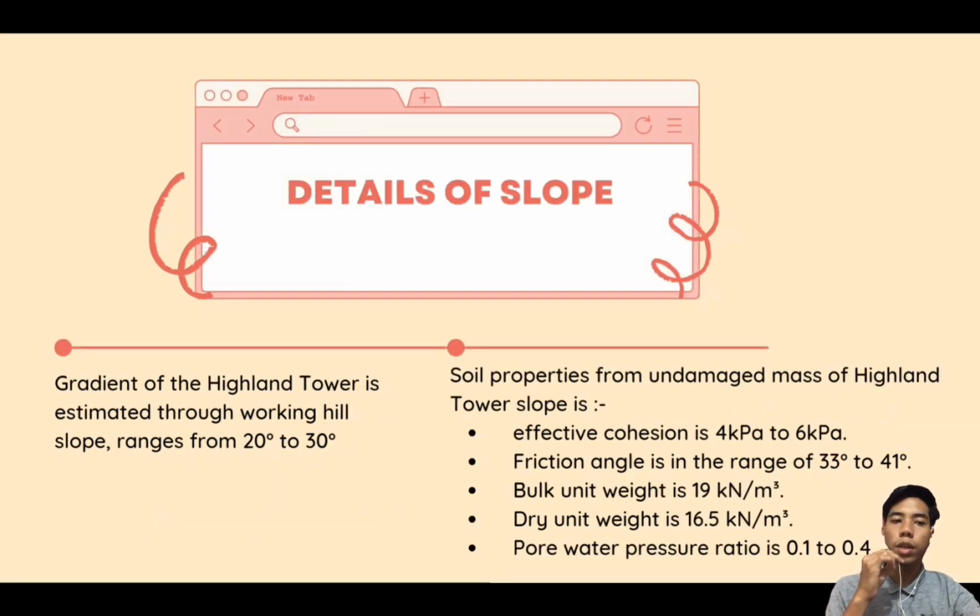The gradient of Highland Tower is estimated through working hill slope, ranging from 20 degrees to 30 degrees. Soil properties from the undamaged mass of Highland Tower: effective cohesion is 4 kPa to 6 kPa. Friction angle is in the range of 33 degrees to 41 degrees. Bulk unit weight is 90 kN per meter square. Dry unit weight is 16.5 kN per meter square, and pore water pressure ratio is 0.1 to 0.4.